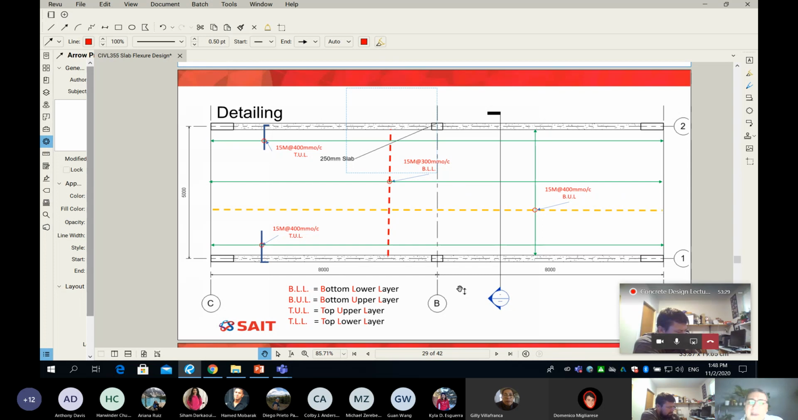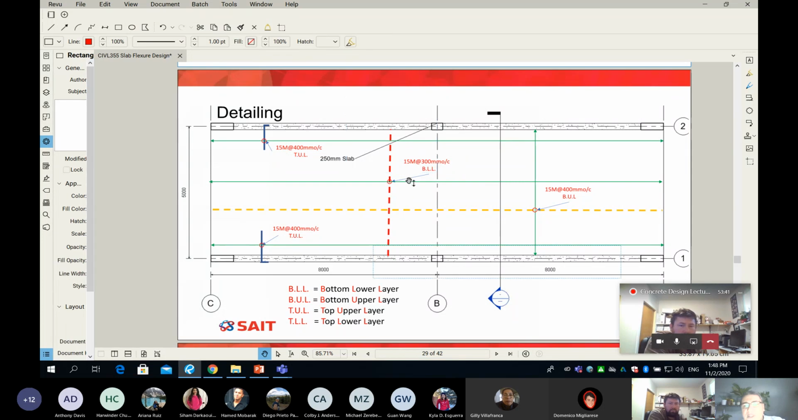Okay, so let's go one by one, and we will build this slowly. The first line you want to start with is the main direction. So please look at my screen and you will see this red dashed line. I'm going to tell you later why it's dashed, but for now, where is the main direction? The principal or main direction, is it the short or the long? Short. The short, and that's why you can see my rebar.